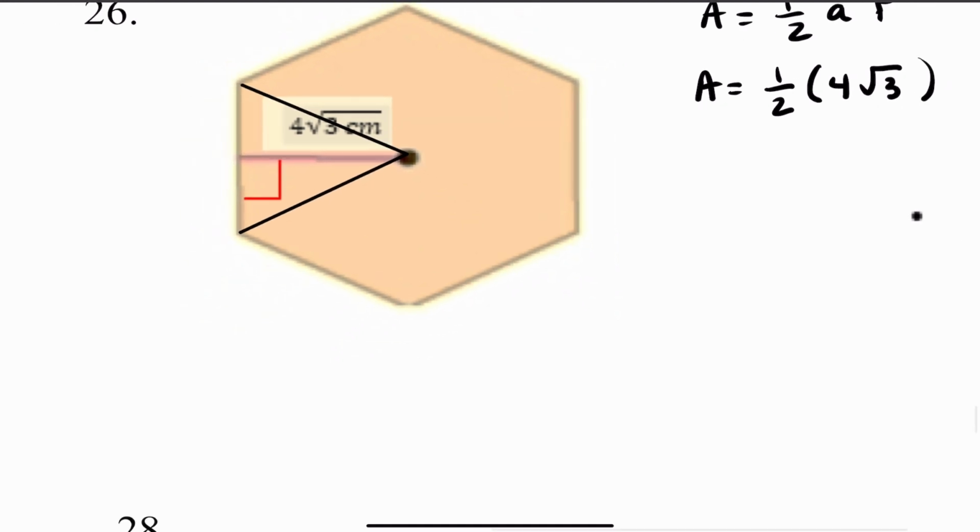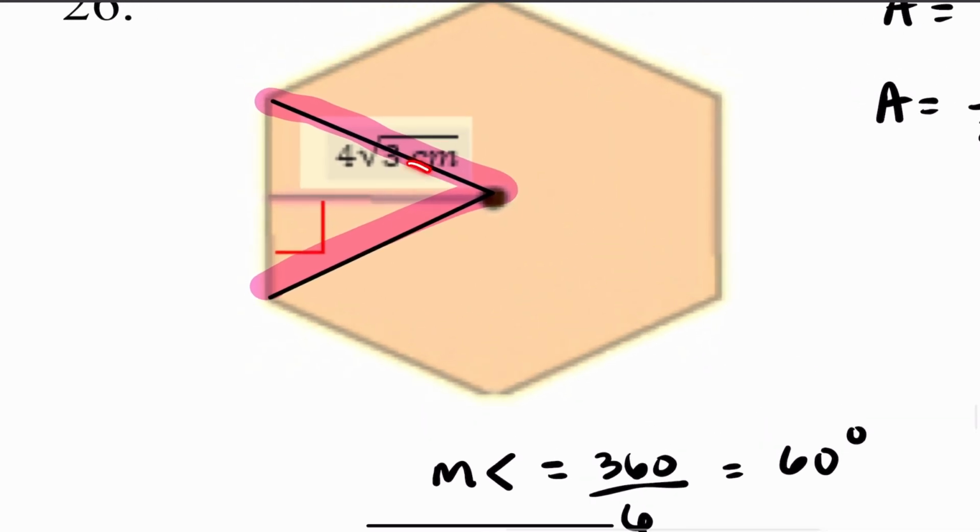And I'm going to go ahead and find the measure of this central angle. So the measure of that central angle is equal to 360 divided by the number of sides. It's a hexagon, so it's 6 sides. So 360 divided by 6 is 60 degrees.